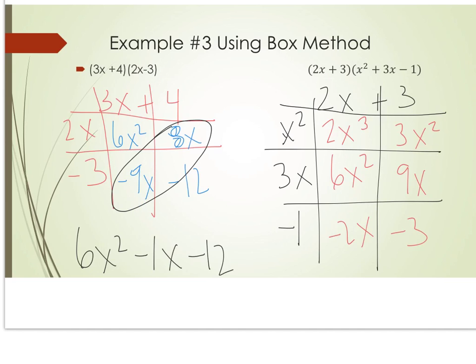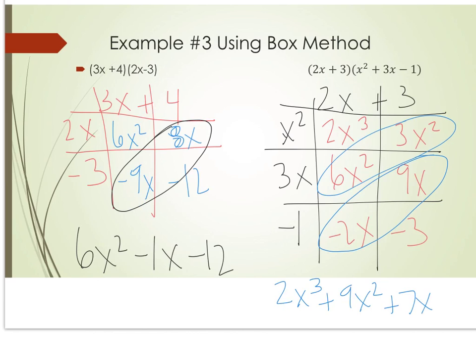But again, I still need to write my answer in descending order, combining like terms. The highest power, x to the third, at the top. And if I check my diagonals, I can see those are like terms. 6x squared, 3x squared gives me 9x squared. My other diagonal is my other like terms, 7x, and last negative 3.